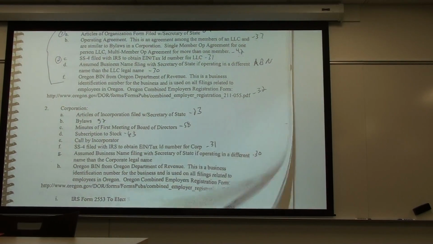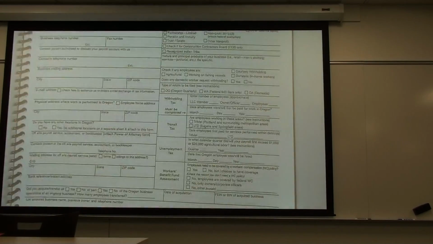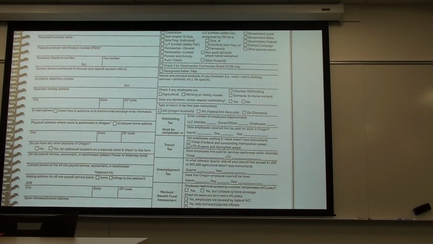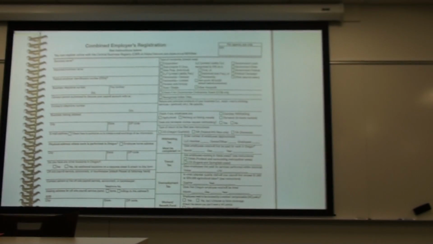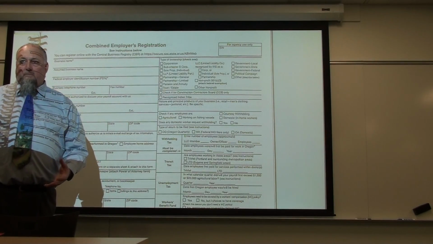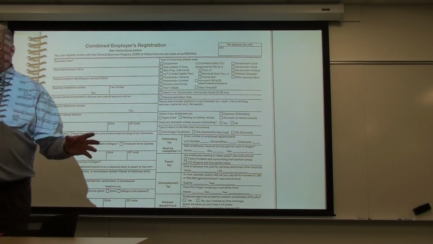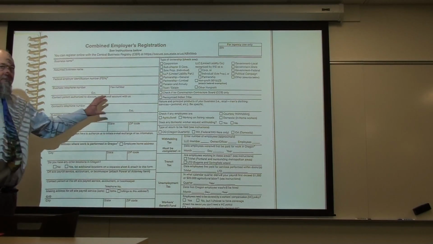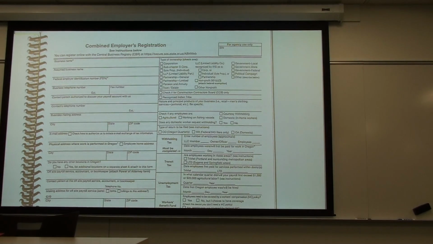If you're going to have employees in Oregon, you have to have both a federal tax number, and you have to have an Oregon business identification number. If you're not going to have employees, you don't have to. You only have to have the federal number. But if you have employees, you have to fill out this form and submit it to the state of Oregon to get an Oregon ID number.